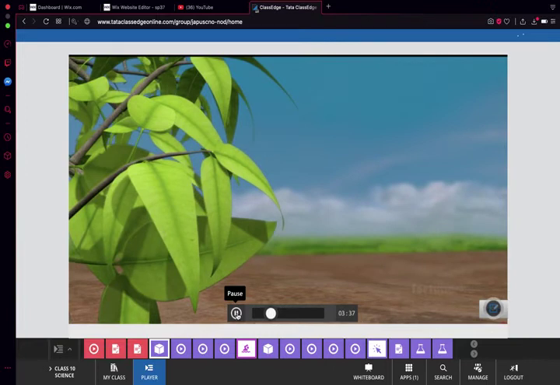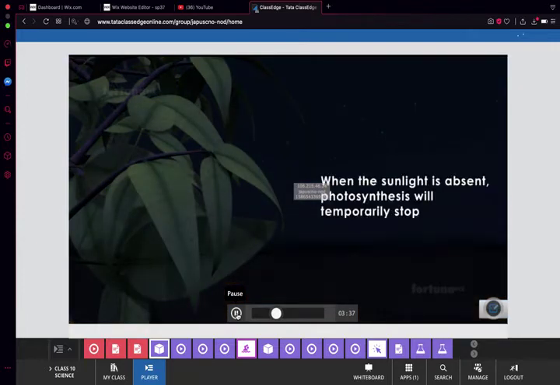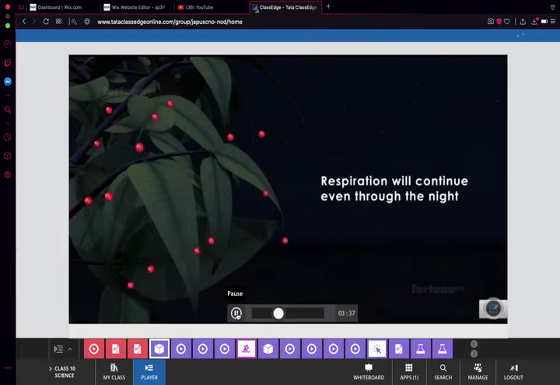Because most cells respire by taking in oxygen from the air, it is often referred to as aerobic respiration. Plants photosynthesize their food during the daytime when there is sunlight available. When the sunlight is absent, photosynthesis will temporarily stop. But respiration will continue even through the night.